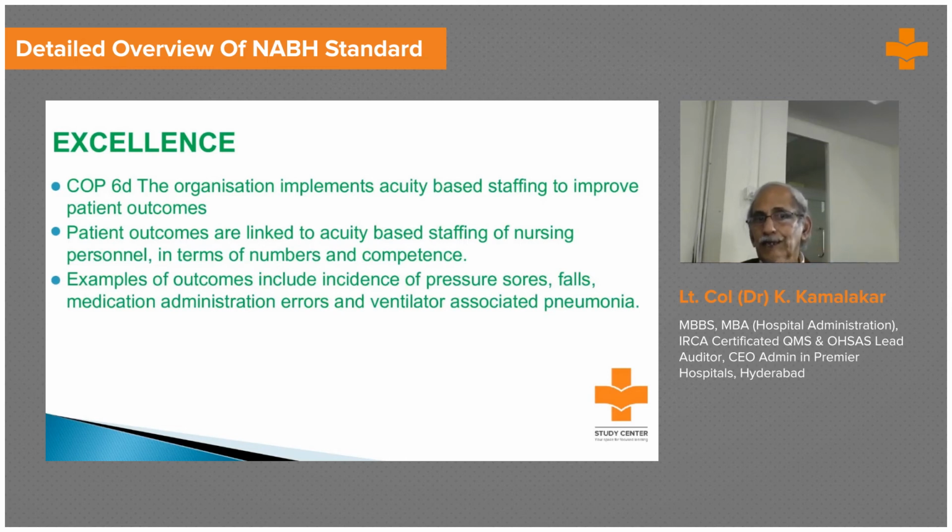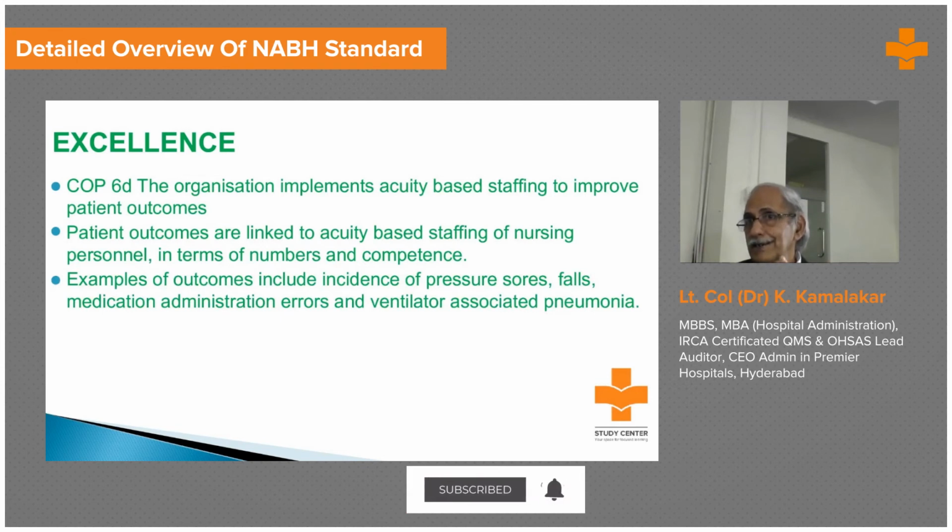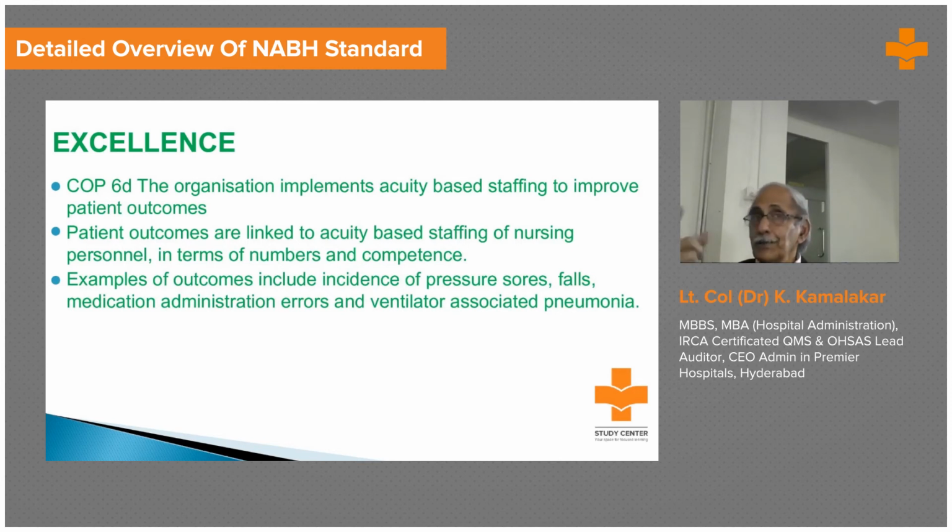This is a new element that they have kept. Now, patient outcomes are linked to acuity based staffing of nursing personnel in terms of numbers and competence. Numbers also. Now, why we say numbers is, suppose in the ICU setting, the nursing council says you can give one nurse to two patients in an intensive care unit. In the wards, it can be one nurse for 6 patients or 5 patients. Suppose the patient in the intensive care unit is put on a ventilator, then the staffing should be one nurse for one patient.